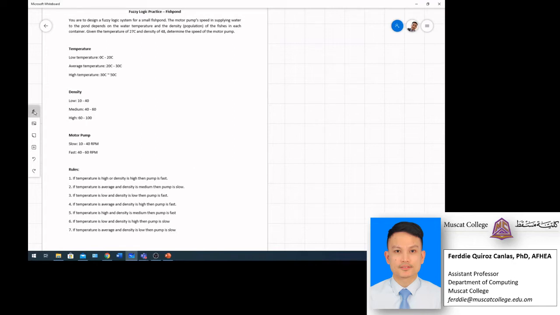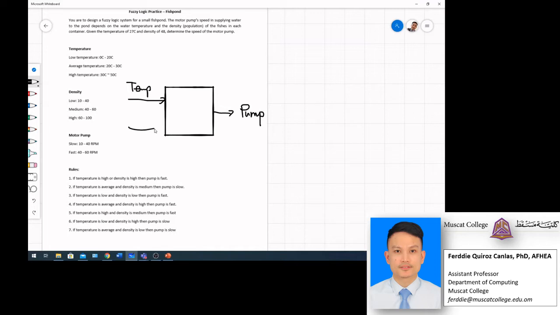Let me just draw the diagram of the problem so that you will know it. So this is our diagram. Our output is the pump speed, okay? We want to determine the speed of the pump in supplying water to the pond. It depends on the water temperature as an input. So our input is the temperature here. And we have another input, which is density, okay? Density refers to the number of fishes present in the small fish pond.